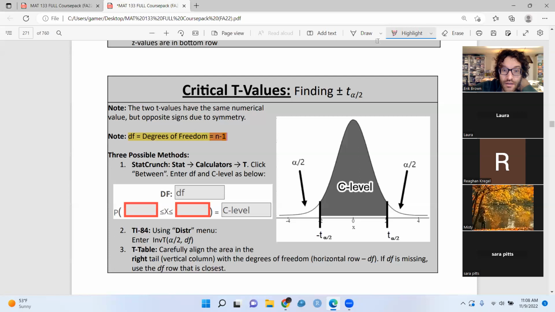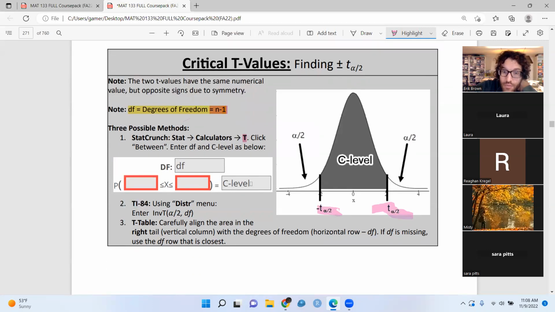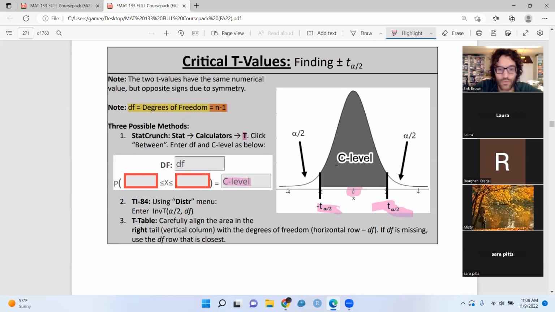And then where you find it is the T calculator. So it's under the same menu, stats, calculators, and then instead of normal, you're picking T. And then because we're doing a confidence interval, we need 2 critical values. So you use the between menu and put in the confidence level. And that's how you get those critical T values. So it's a new distribution. It's called the student's T distribution. It has the same mean as a standard normal distribution, but we don't know the standard deviation. That's the problem. So we use this one.